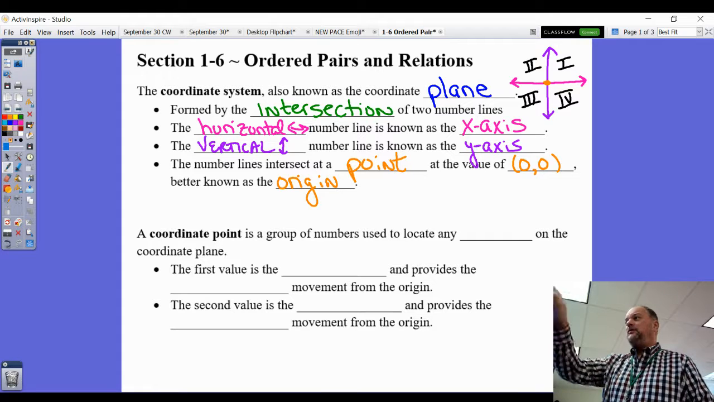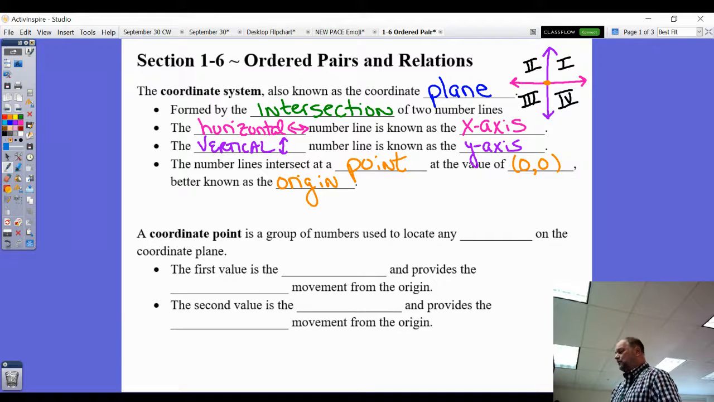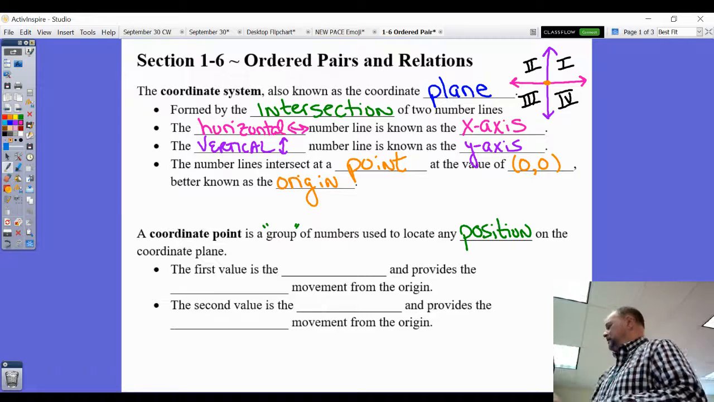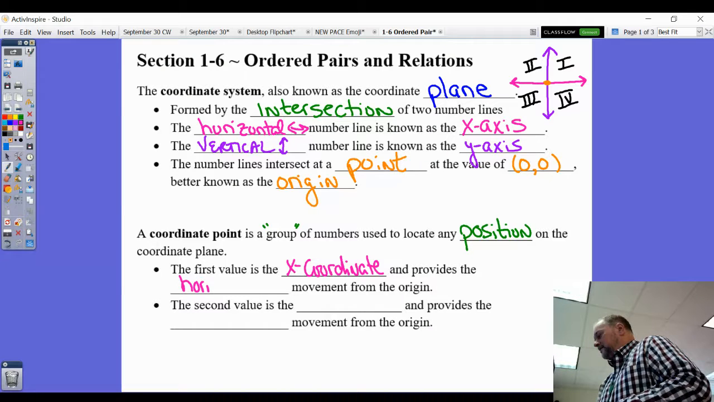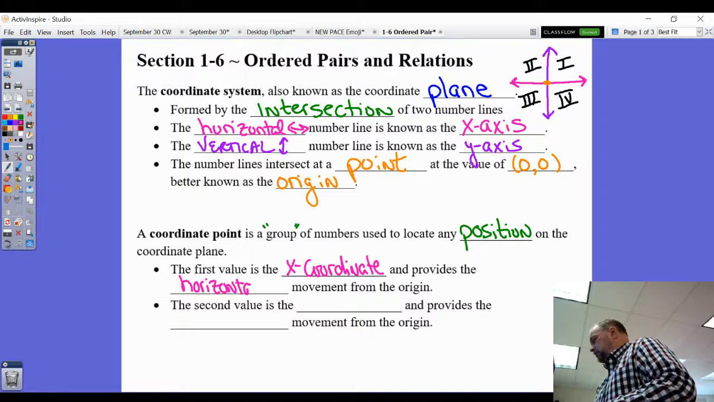A coordinate point, on the other hand, is a group of numbers used to locate any position, okay? And I use that word group kind of loosely, so it's not really a group, but rather just some numbers. And we use it to locate points or positions or locations on the coordinate plane. The first value is called the x-coordinate, just like x-axis, and it moves us horizontally, left and right, horizontal movement, left from the origin or right from the origin.